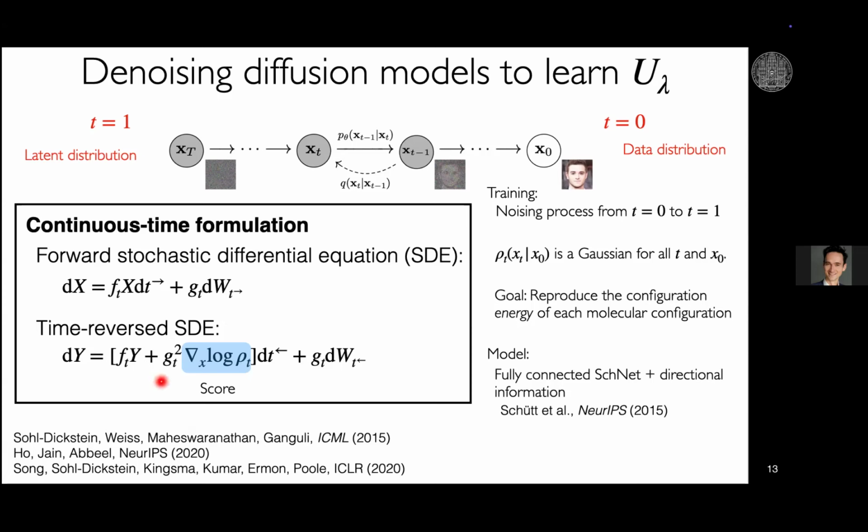And when you do that, the thing that shows up is this object here, which is new compared to the forward path. And this object is typically called the score. That's the spatial gradient of the log of the probability density at time t. And so really, training a diffusion model means learning the score here. And this allows us to denoise, to work out a sample from our data, from a latent space.